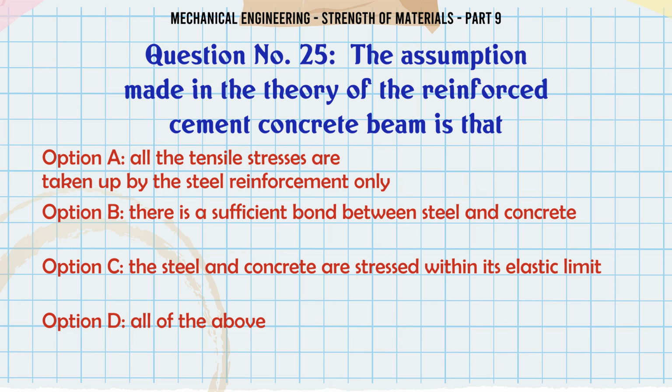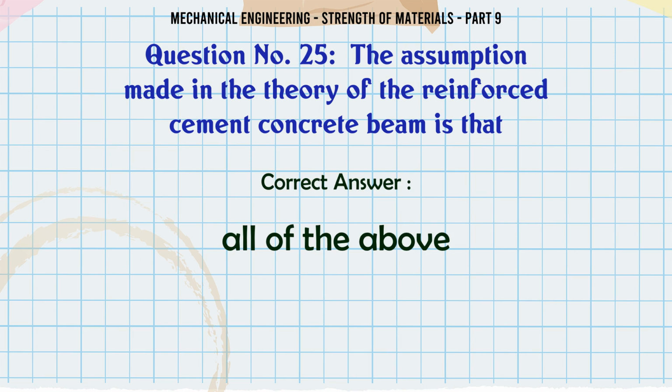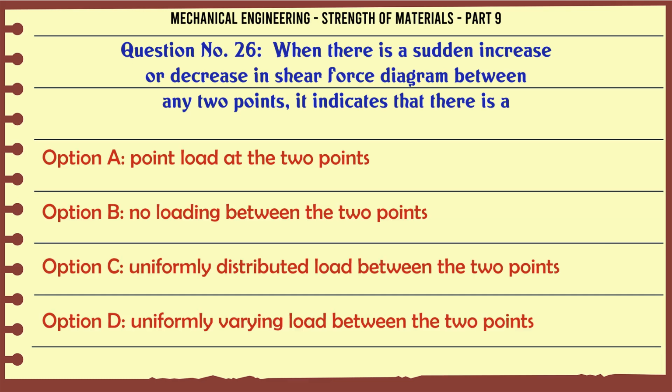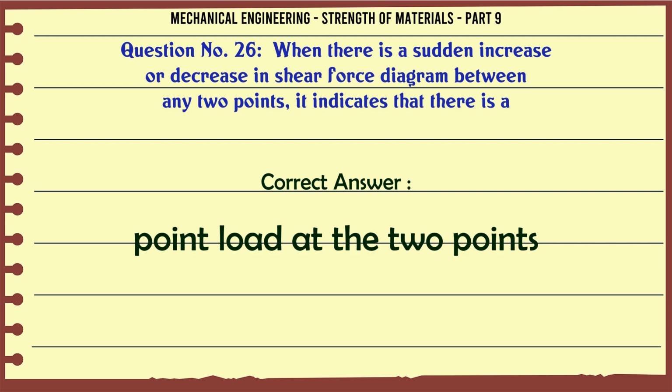All of the above. The correct answer is all of the above. When there is a sudden increase or decrease in shear force diagram between any 2 points, it indicates that there is A, point load at the 2 points, B, no loading between the 2 points, C, uniformly distributed load between the 2 points, D, uniformly varying load between the 2 points. The correct answer is point load at the 2 points.